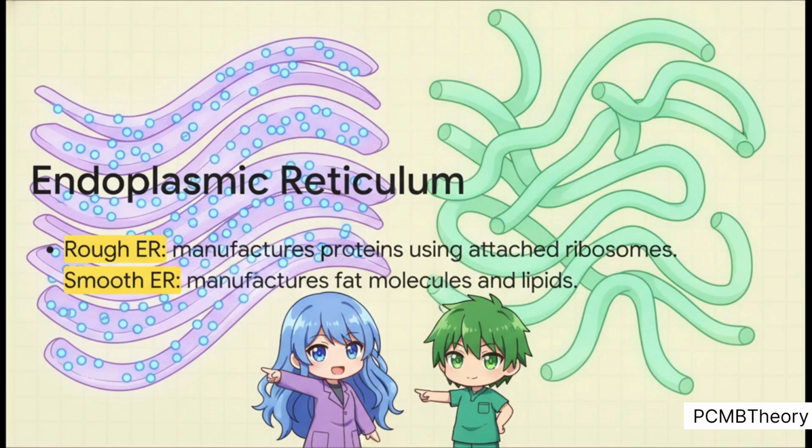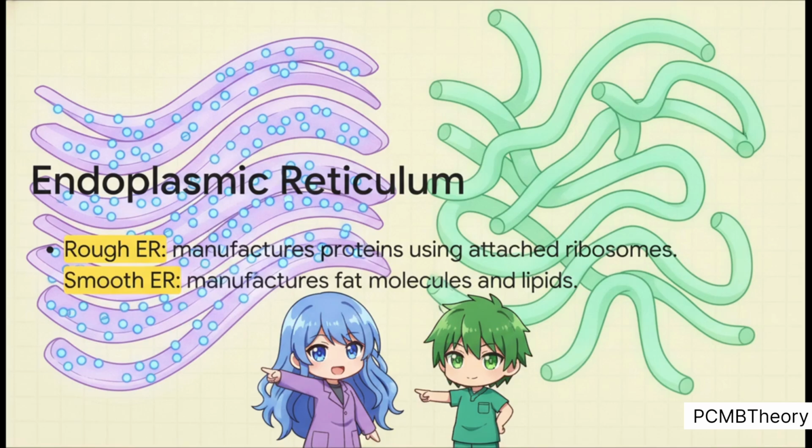And it comes in two distinct flavors. The rough ER looks bumpy under a microscope because it's literally studded with ribosomes. Those are the tiny machines that manufacture vital proteins. The smooth ER, on the other hand, lacks those bumps. Instead, it completely focuses on manufacturing fat molecules and lipids, some of which are actually used to build the cell membrane itself.